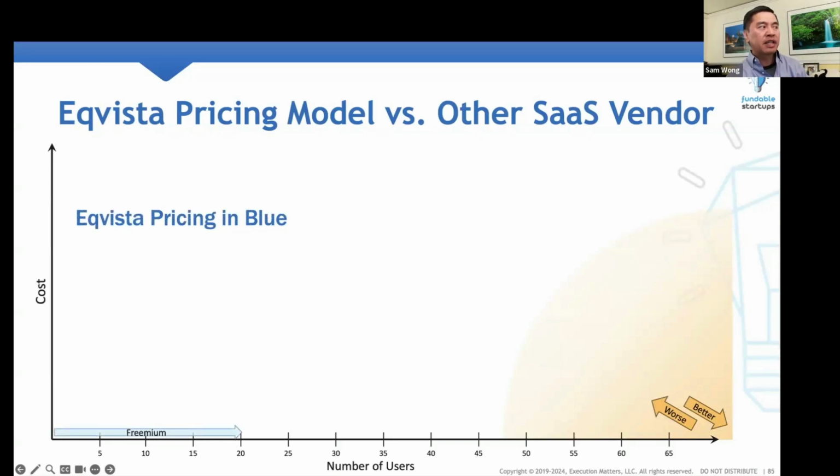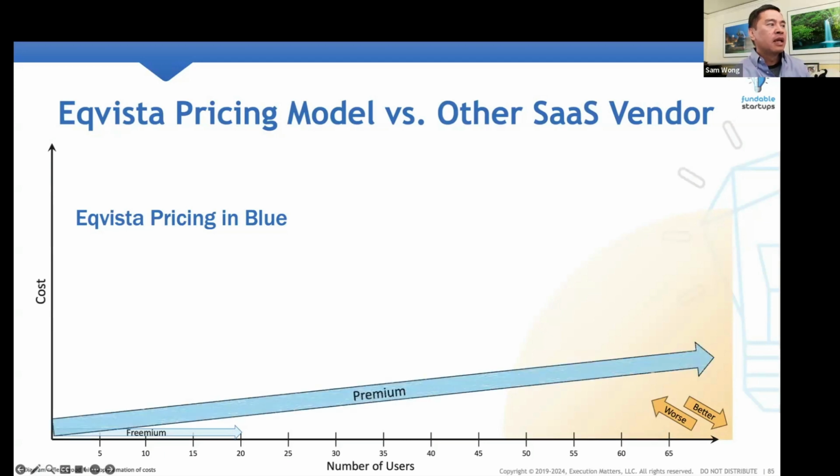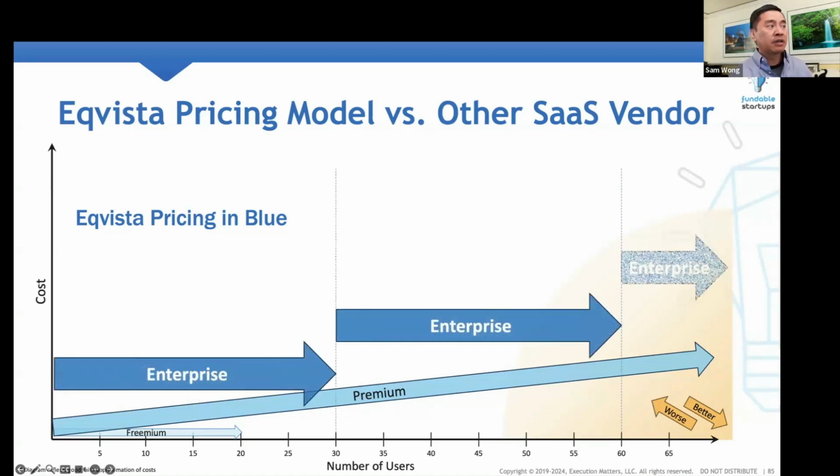So Aquista's pricing: they start with a free plan up to 20 users. It's basic functionality, and the cost is zero, so it's all the way down at the bottom. That's good. They also have a premium plan that gives an increasing level of functionality. Even if you have just 5 users, if you want the extra functionality in the premium plan, you could end up paying a small dollar amount fee, which is still nice to be able to have that functionality. And then they have an enterprise plan, which gets tiered pricing at certain cutoff thresholds. The thickness of the arrow on this chart represents how much functionality you get. Enterprise gives you the most functionality.